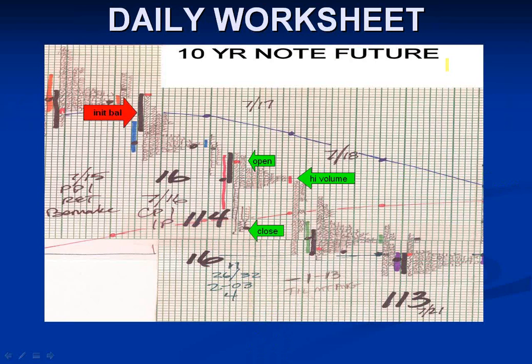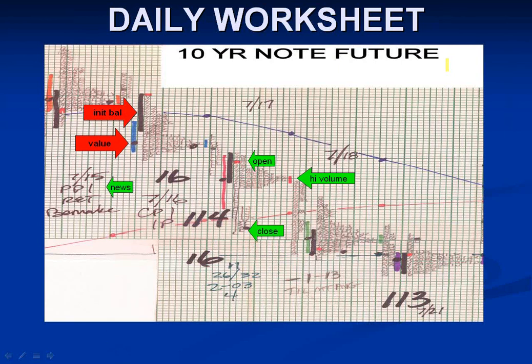Initial balance is a market profile term, but it's basically what occurred in the first hour of trading, which also happens to be on average your high volume periods of the day, the first 2.5 hours or the first full hour. The value area, and the value area is simply a standard deviation of volume around the high volume price.